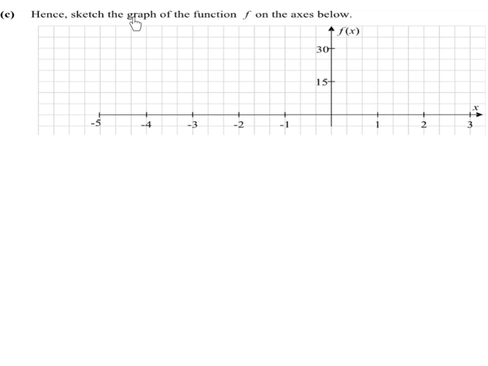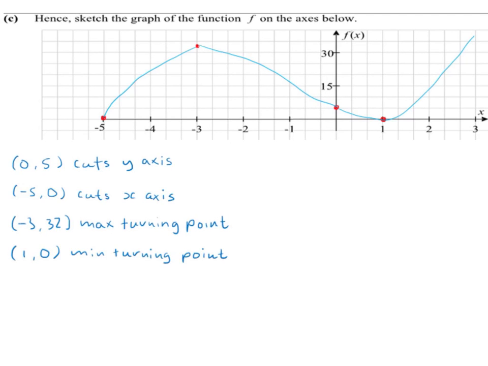Hence, sketch the graph of the function f on the axis below. So hence means using what you've already found. So we have to use the maximum and minimum turning points that we've already found, and also our coordinates that cross the x and y axis. So we found the point at which our graph cuts the y axis to be 0, 5. So we go to 0 on the x-axis, 5 on the y-axis, and we plot our point. That's that red dot there.